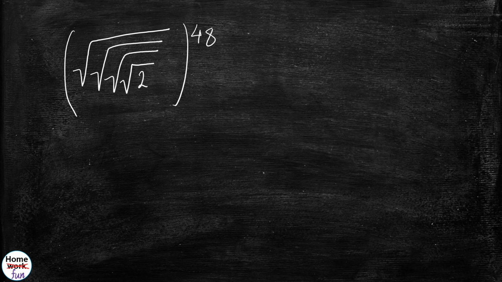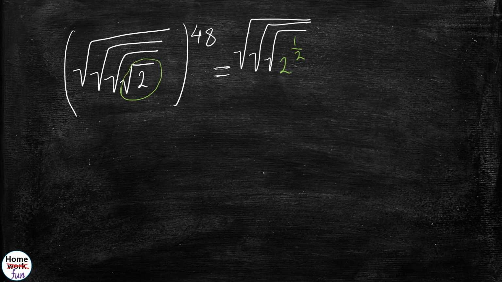Okay, now let's start from inside and build up on top of it. So the first square root, I'm gonna put a green circle around it. So instead of that, I'm going to write 2 to the power of 1 over 2. That's what it means, right? So now I include the rest of it. So I have 3 more square roots. So I put them 1, 2, 3. And then all of it to the power of 48.